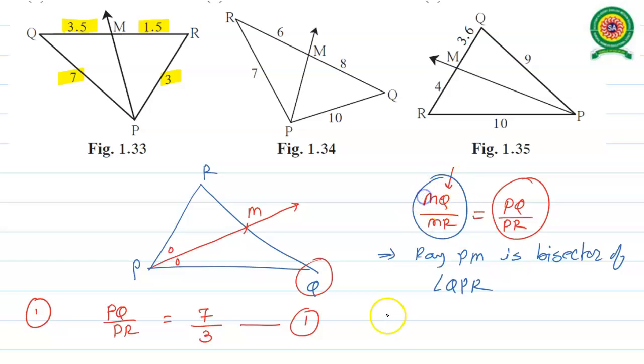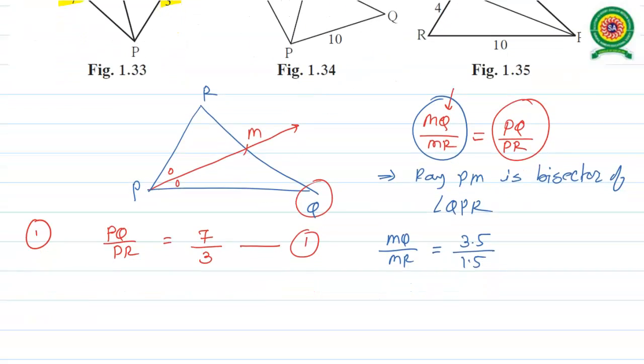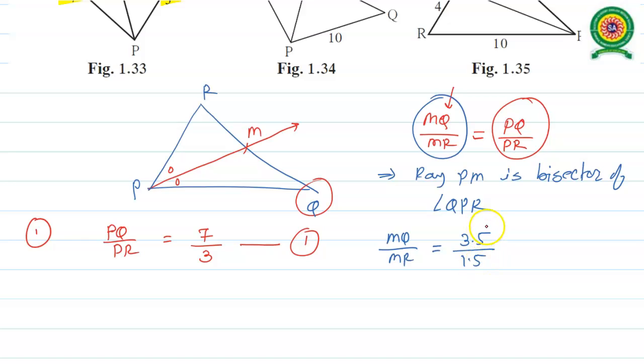Look at the second ratio, MQ divided by MR. What is the value of MQ? As per the given figure we have 3.5, and MR is 1.5. To cancel out the decimal from numerator and denominator, there is one decimal place in both, so multiply numerator and denominator by 10. 3.5 into 10 is 35 and 1.5 into 10 is 15. Now, as everyone knows, 5 sevens are 35 and 5 threes are 15, so we get 7 by 3. I would like to call it equation number 2.